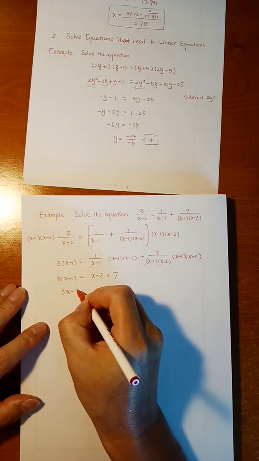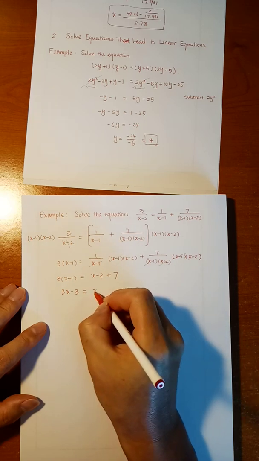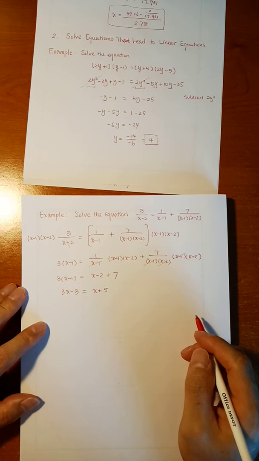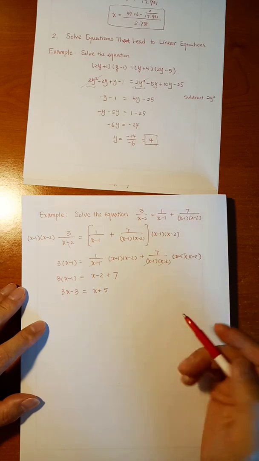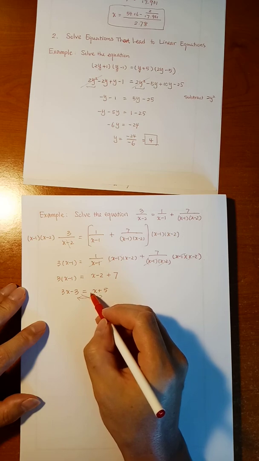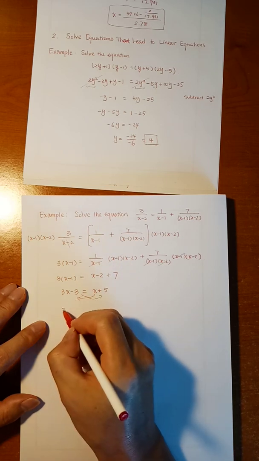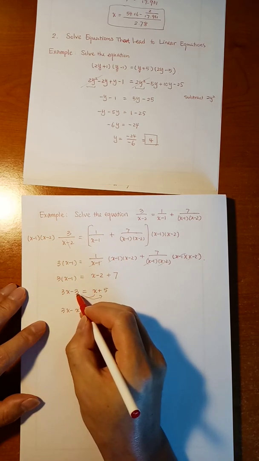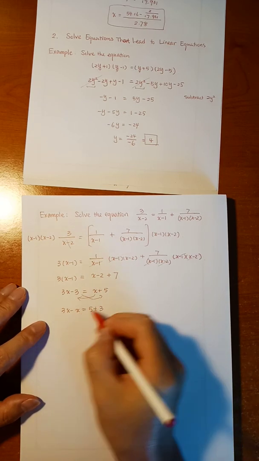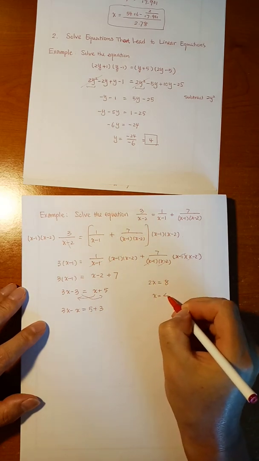Let's simplify it. 3 times (x minus 1) is 3x minus 3. x minus 2 plus 7 is x plus 5. You see, at this moment, it becomes a linear equation. So how do you do that? You move x to the left side and negative 3 to the right side. x has no sign, so it is positive. If there's no sign, it means it's positive. When moved to the left side, it becomes subtraction. Negative 3 moved to the right side becomes a positive 3. 3x minus x is 2x. 5 plus 3 is 8. 2x is 8, so x is 4.